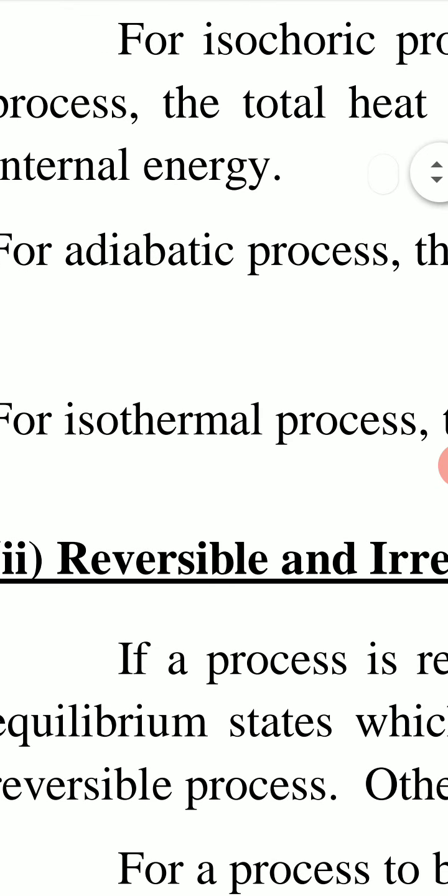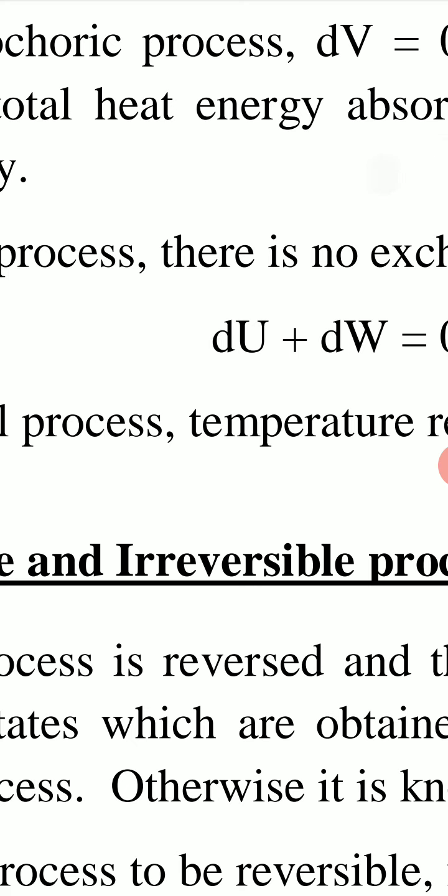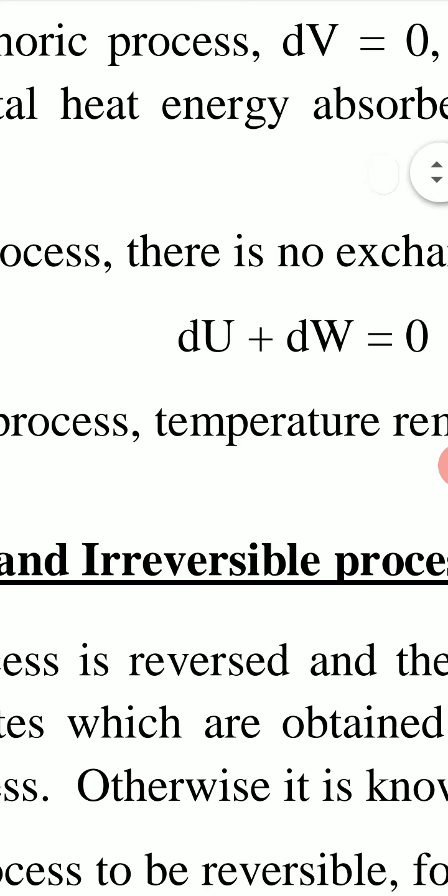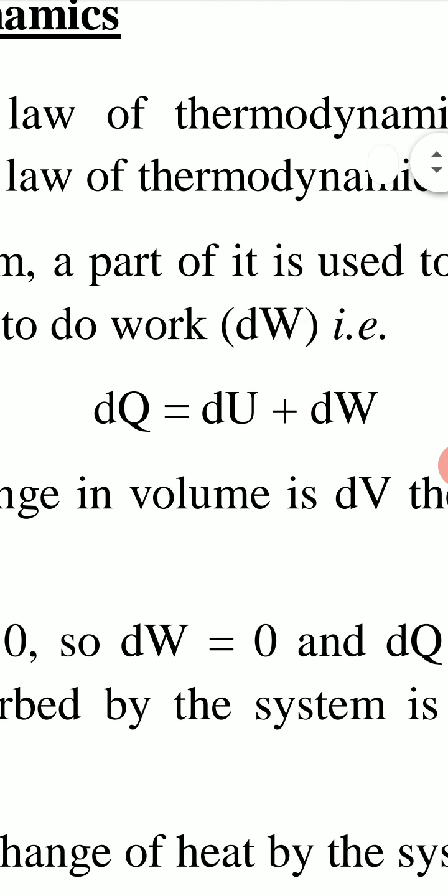Isothermal process is one for which temperature remains constant, and internal energy of the system U depends upon temperature only. If temperature remains constant, internal energy U remains constant. So du, which is change in internal energy, is 0 for isothermal process. So from first law of thermodynamics, for isothermal process we have dq equal to dw.